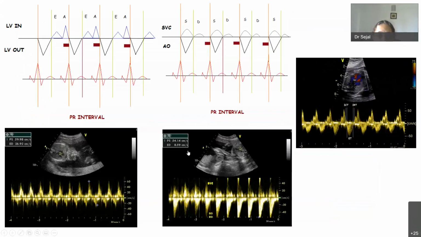You need the LV inflow, outflow tract view, where you can have the Doppler of inflow and outflow together, and the A wave is going to indicate the PR interval here. And the SVC aorta Doppler, where you can pick up the PR interval. There are also ways to pick up ICT and IRT and ejection time, and this is used for diagnosing MPI. This is a functional assessment which is possible in fetal life.